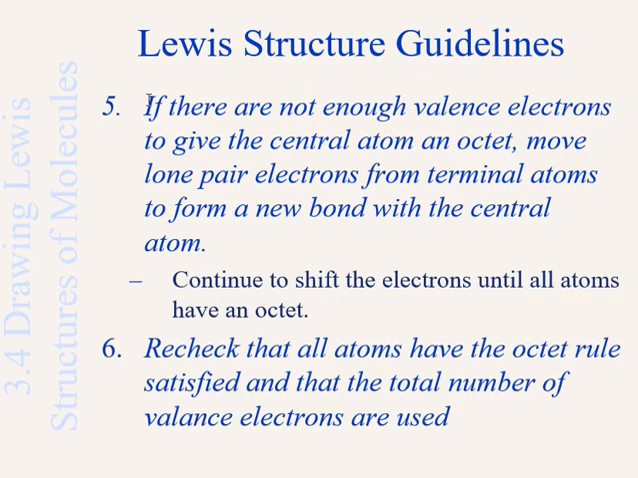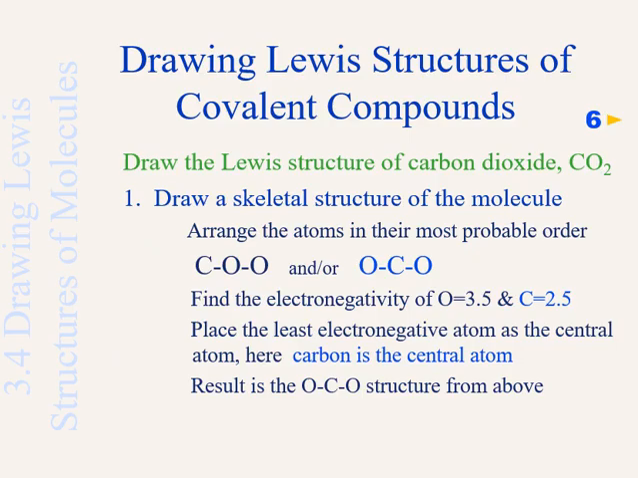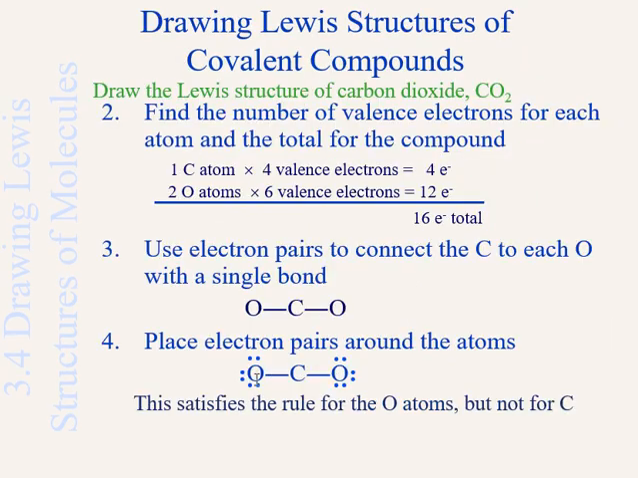Then what? If there are not enough valence electrons to give the central atom an octet, move lone pair electrons from terminal atoms to form a new bond with the central atom. Let's do that. What we'll do is we'll take one of these pairs from the side atom and we'll make a bond with this carbon here, and that will have 2 dashes, which is called a double bond.